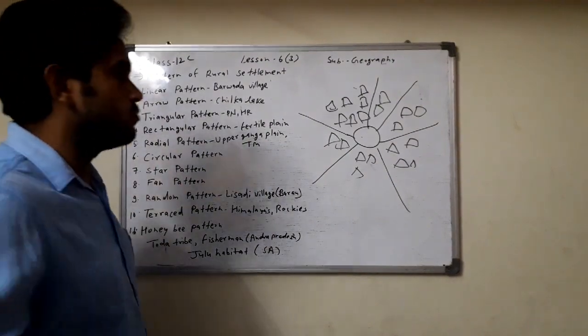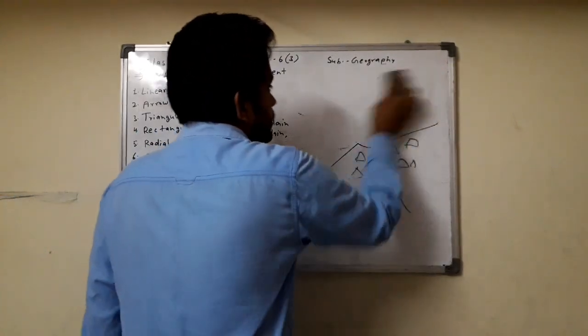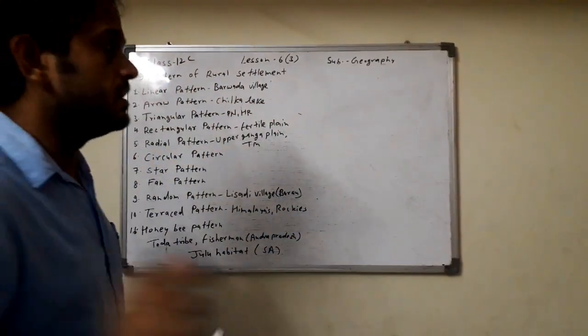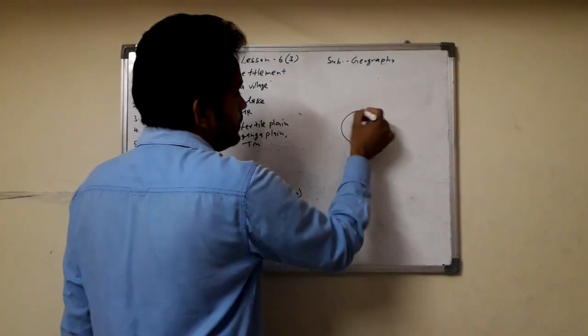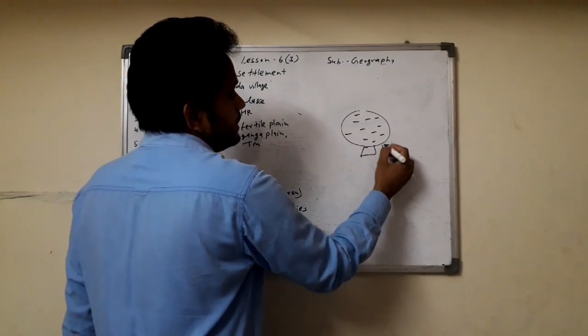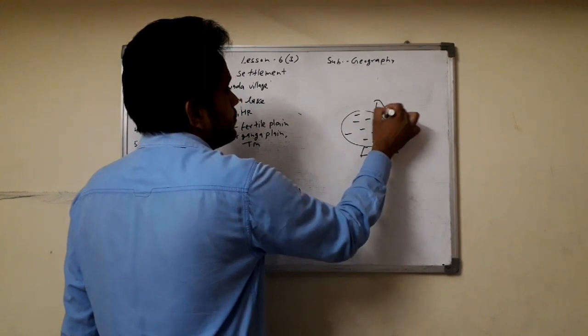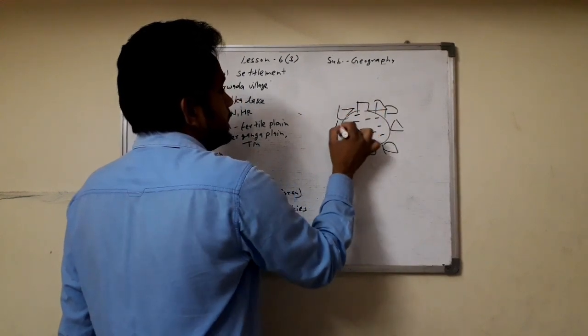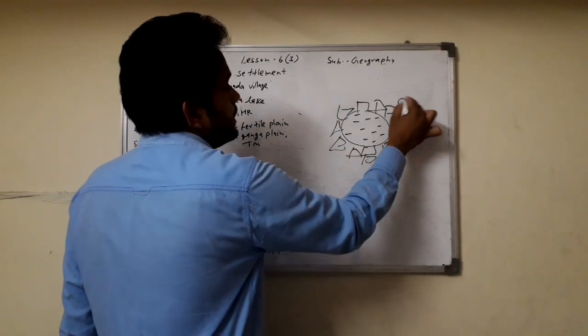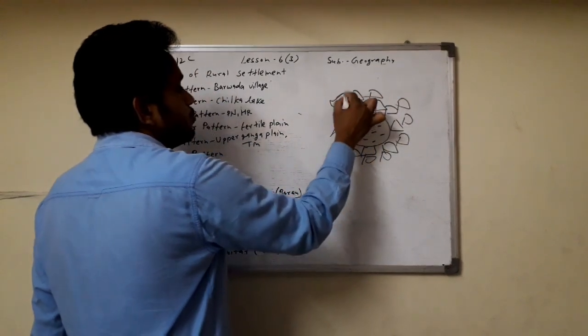Next is the circular pattern. We will see how it forms. In the circular pattern, in the middle there is a pond, which is the water source. Near the pond, many residents develop. This type of pattern is known as the circular pattern.